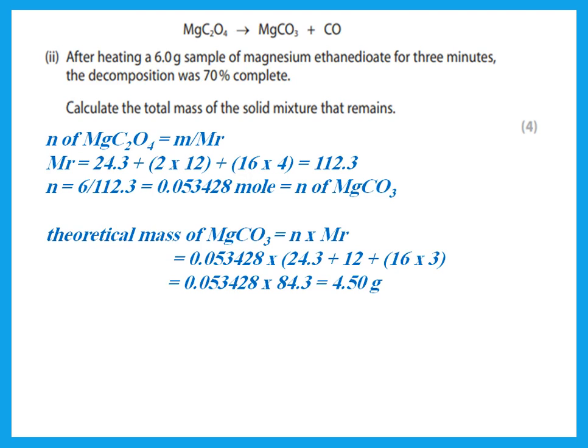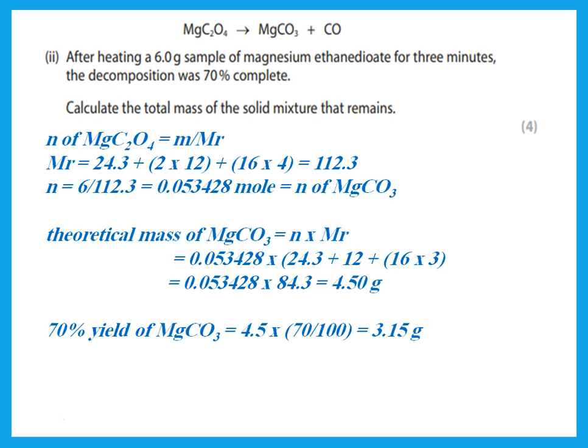But then he says not all of it reacts, only 70%. So 70% means instead of getting 4.5 grams of magnesium carbonate, I should get 3.15 grams. That's 70% of it. But then we haven't finished. He wants the total mass of solid.